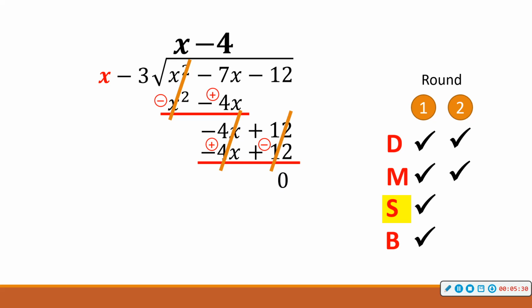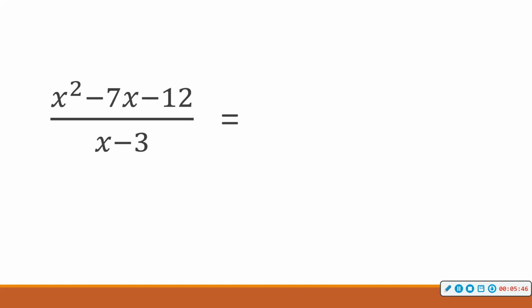So that's subtract done. Let's finish off the bring down. There's nothing else to bring down. So game over there. And we're on x squared minus 7x plus 12 divided by x minus 3. You get x minus 4.